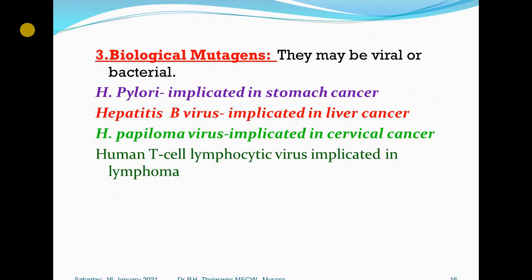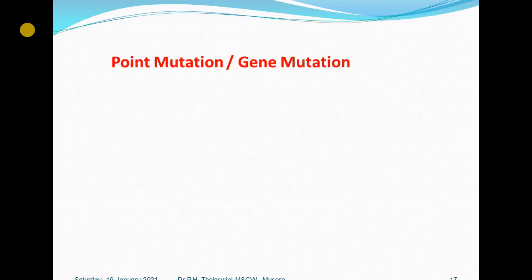Some of the biological components can also be made use of as mutagens. They may be viral or bacterial in nature. Example of a bacterial component as biological mutagen is H. pylori, which is known to cause stomach cancer. Likewise, viral components are hepatitis B virus, which is known to cause liver cancer, human papilloma virus, which is known to cause cervical cancer, and human T-cell lymphocytic virus, which is known to cause lymphoma.